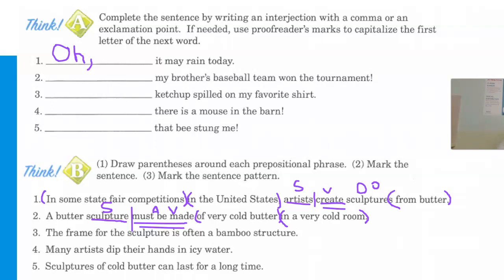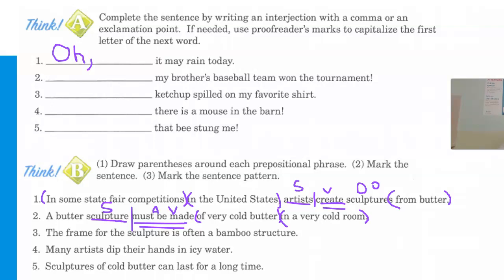All right, for number 3, you should have done for the sculpture as your prepositional phrase. And then sculpture is. What kind of verb is, class? It is a linking verb. Sculpture is what? Sculpture is sculpture. So this should have been subject, linking verb, predicate nominative. Number 4, in icy waters would be your prepositional phrase. Artists, subject, action verb dip, dip what?